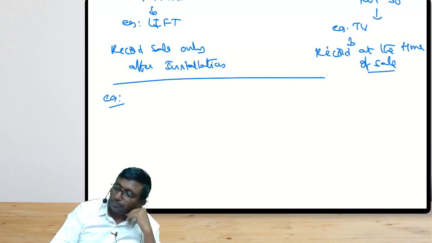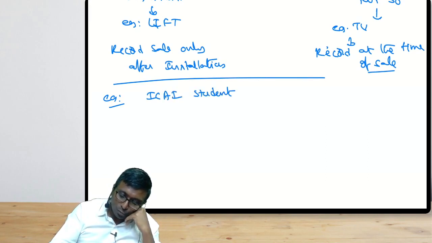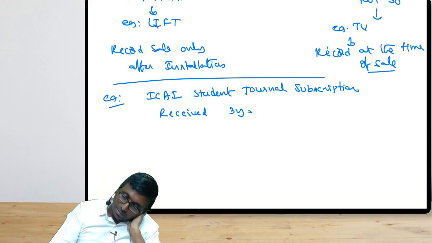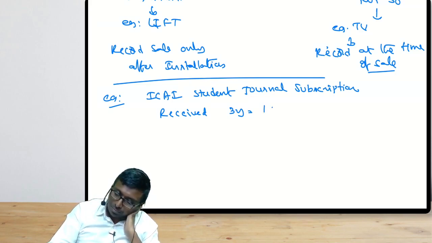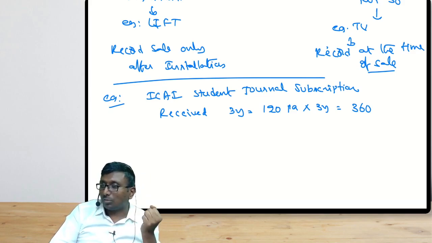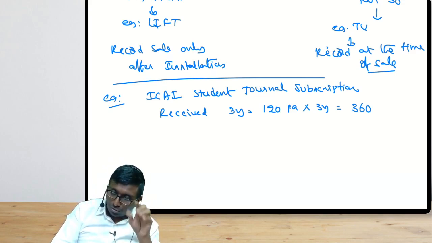One more example. Next example, suppose ICAI is there, student journal subscription. ICAI received 3 years subscription, example per annum 120 rupees. 3 years is equal to 360 rupees, just an example. ICAI received it. What should ICAI do? They should post the student journal to the given address. This is the job.